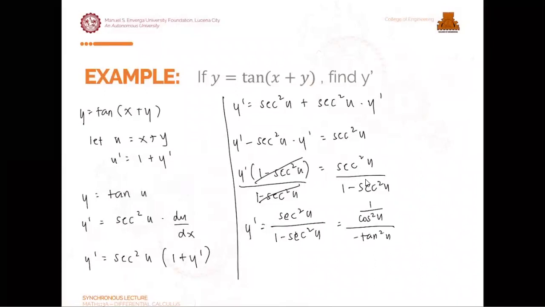Okay? Then, as we all know, ang tangent is equal sa sine over cosine, di ba? So, this can be sine squared u over cosine squared u. So, pag finlip natin yung denominator, magka-cancel out yung cosine squared u. So, what we're left with is 1 over sine squared u. Then, 1 over sine squared u is, don't forget the negative sign, negative cosecant squared u. Okay? Tapos, cosecant squared u.